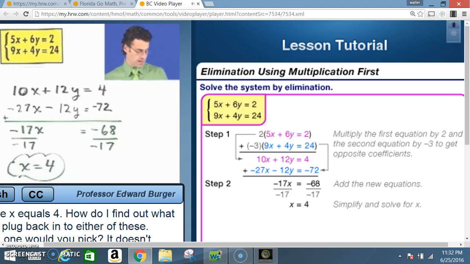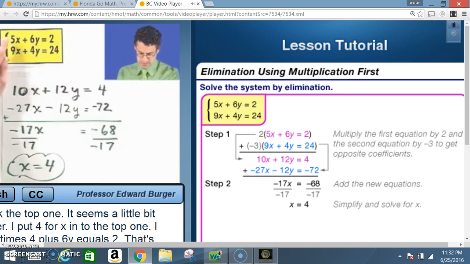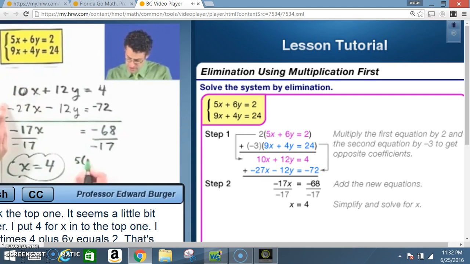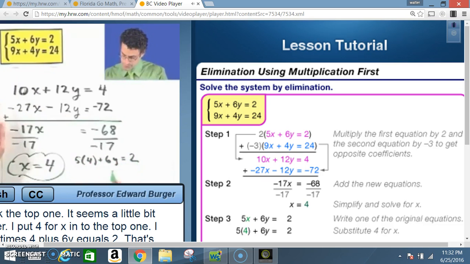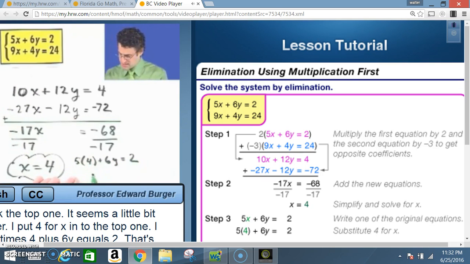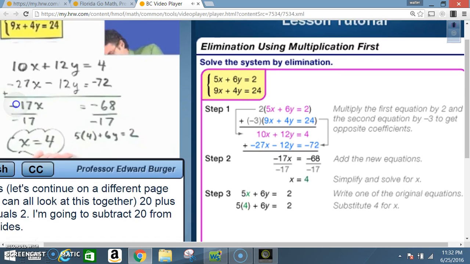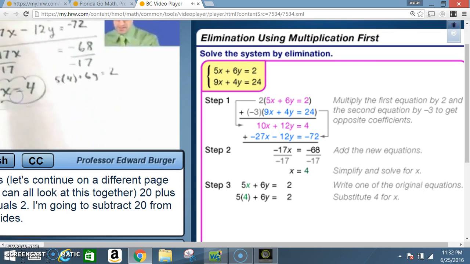How do I find out what y is? Well, I plug back into either of these. Which one would you pick? Doesn't really matter. I guess I'll pick the top one. It seems a little bit smaller. So I'm going to put 4 for x into the top one. So I see 5 times 4 plus 6y equals 2. So that's going to be 20. And so what I see here is, continue on a different page so we can all look at this together.